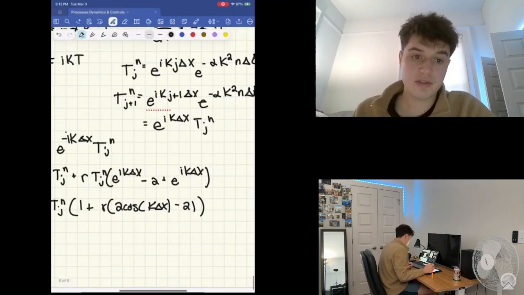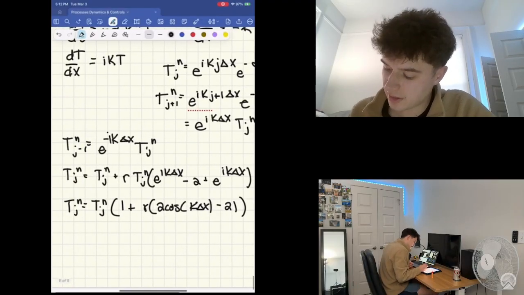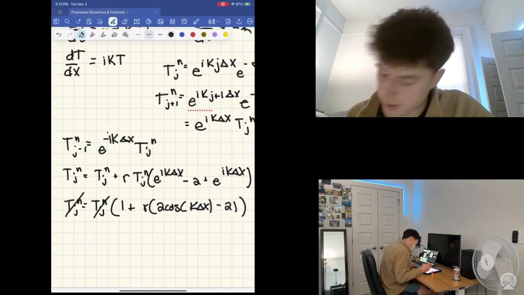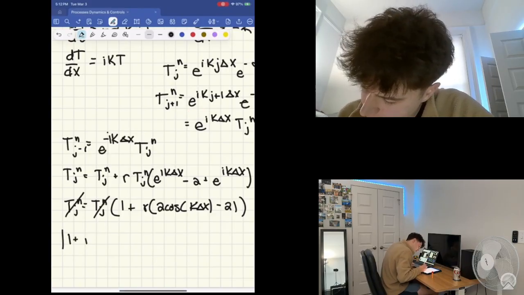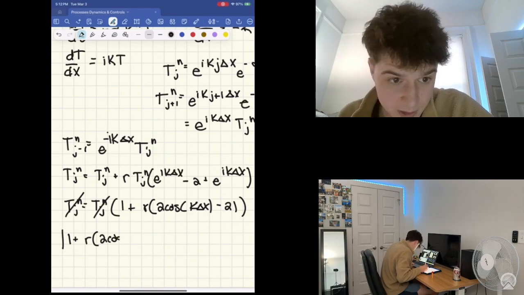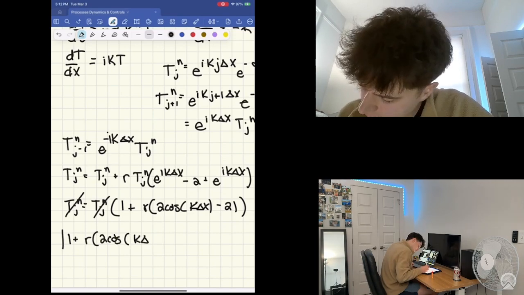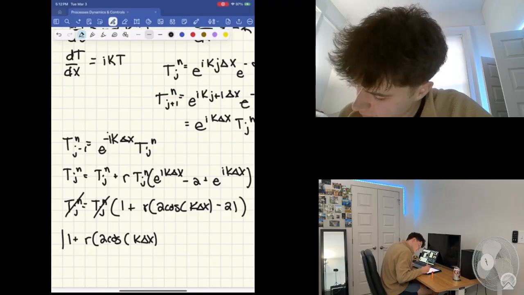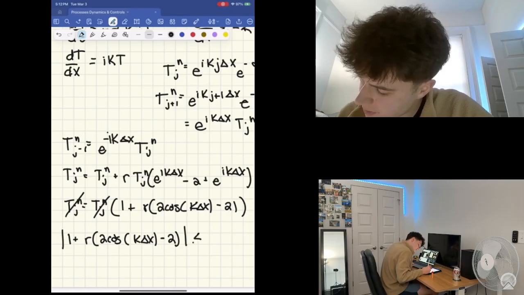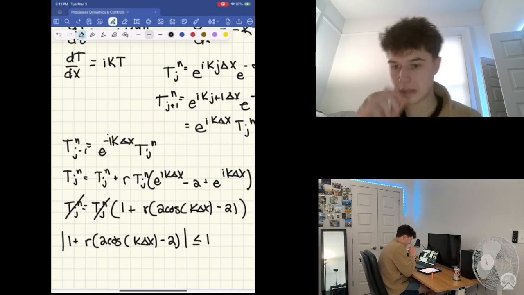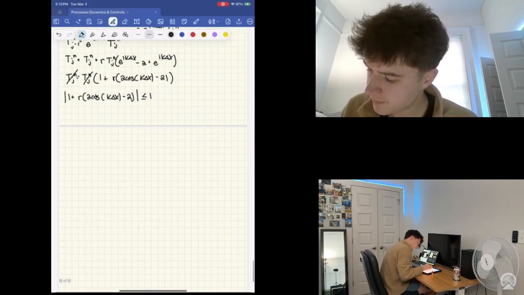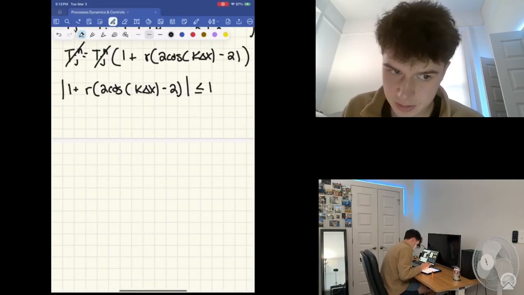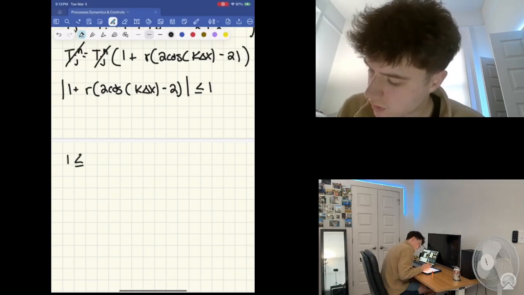Now again, you can break this down even more, divide them by each other, and you get 1. And when you're working with cosine, you get the absolute value: 1 plus r times 2 cosine k delta x minus 2 has to be less than or equal to 1. So I will show the final two steps in this process. I'll go to the next page. And now, like I said, this has to be greater than or equal to 1.